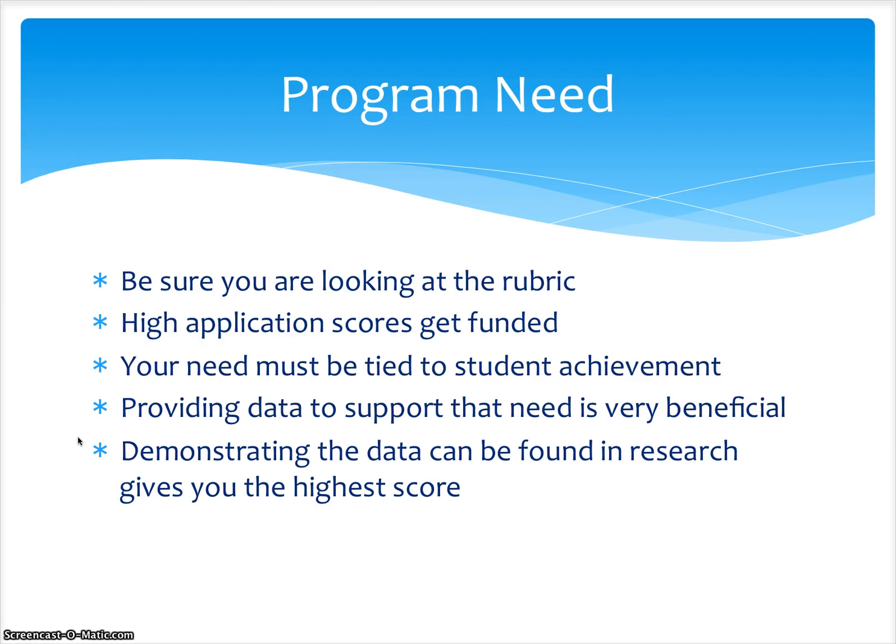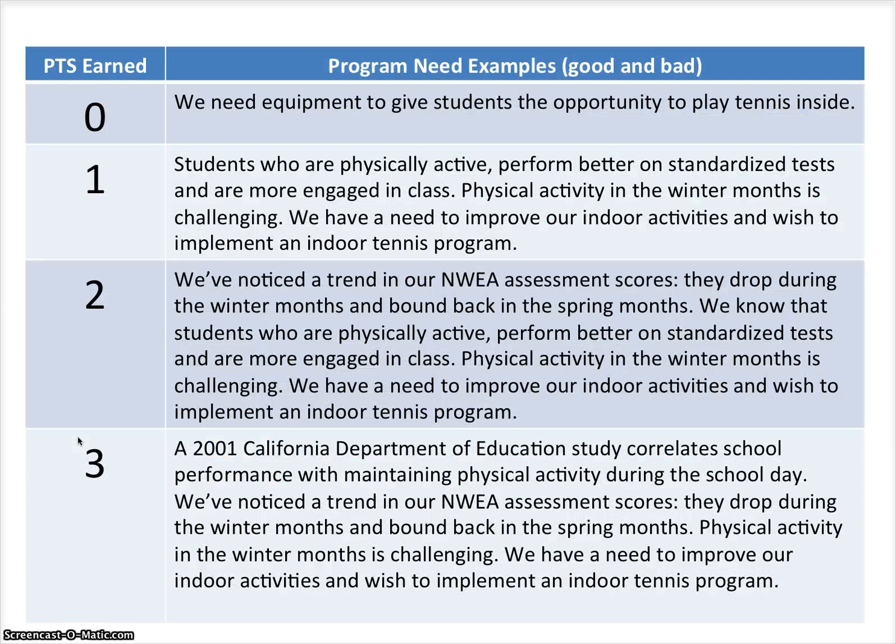Let's look at some examples to better clarify. In this first example, the applicants received a 0. We need equipment to give students the opportunity to play tennis inside. This program need does not have any ties to student achievement. It doesn't say anything about what students will achieve as a result of this program. So there's nothing about student achievement. It's not tied to data anyway, and there's no research, so it's a 0.